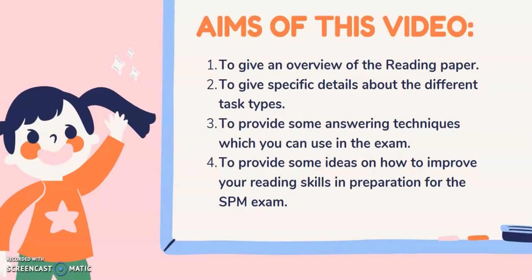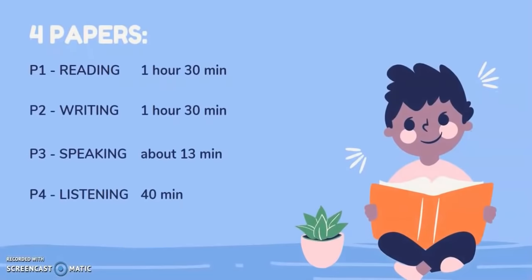Before we go into the details of the reading paper, let us have a quick reminder of the 4 papers of the English exam. Paper 1 and Paper 2 are 1 hour and 30 minutes. Paper 3 speaking is about 13 minutes. And the listening paper is 40 minutes. Each paper is weighted equally, that is 25% of the total exam mark.